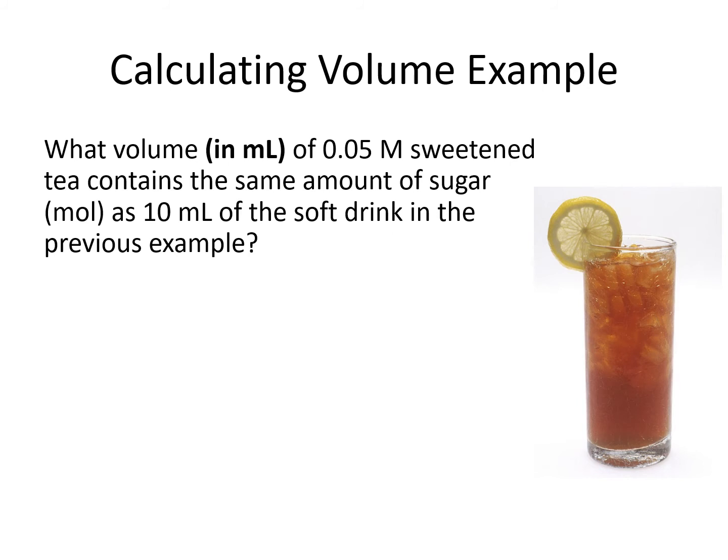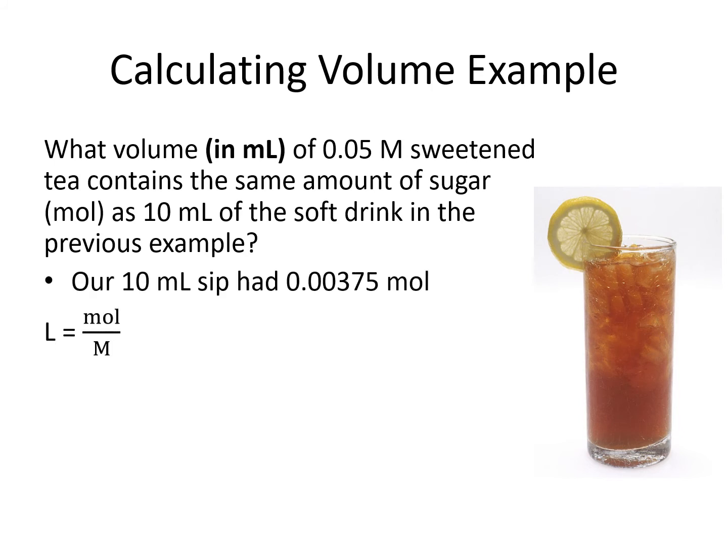So in the previous example, our sip had 0.00375 moles of sugar. So we want to have that same amount of sugar, which is 0.00375 moles. So we know a molarity and we have a moles. So we can use a different rearrangement to solve for liters, our volume. So our rearrangement is liters equals moles over molarity.